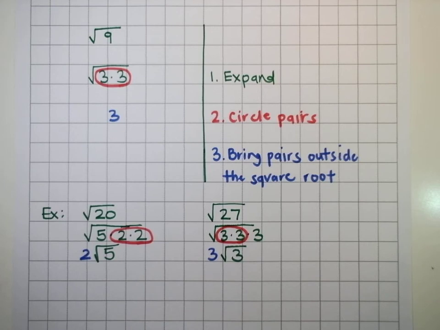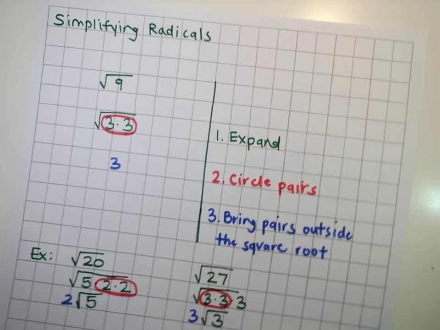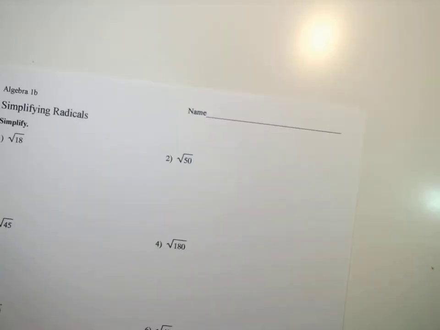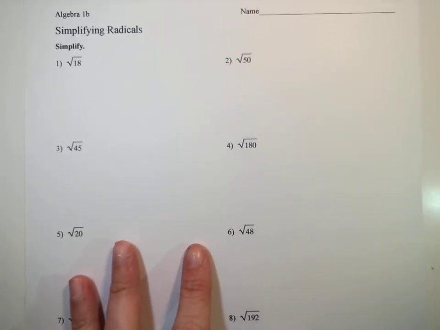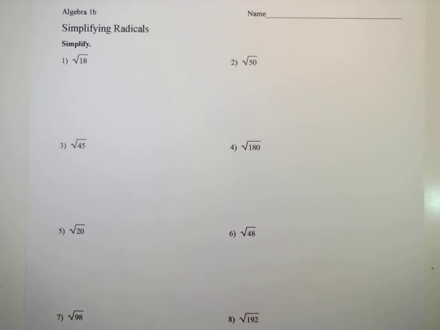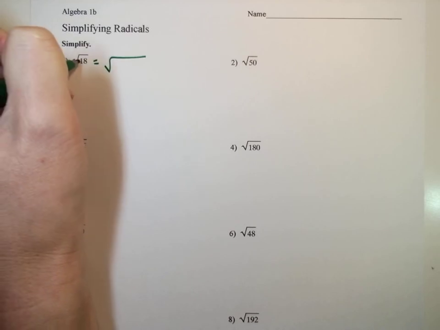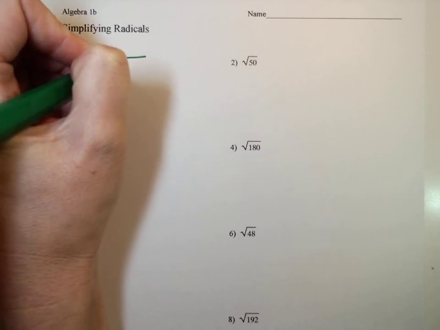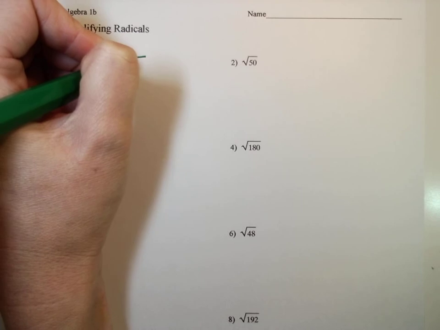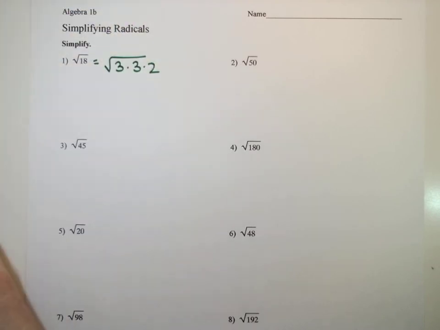Okay, let's look at your assignment on simplifying radicals. And we'll follow the steps we just went over. Step 1 is to expand. So the square root of 18, that expands to 3 times 6. 3 cannot expand anymore, but 6, that's 3 times 2. And so 3 times 3 is 9, 9 times 2 is 18. Check to make sure you expanded correctly.